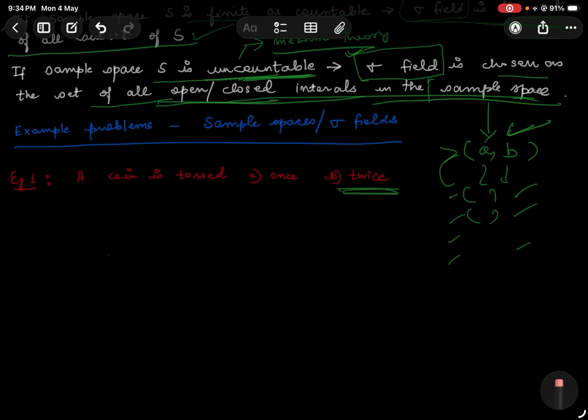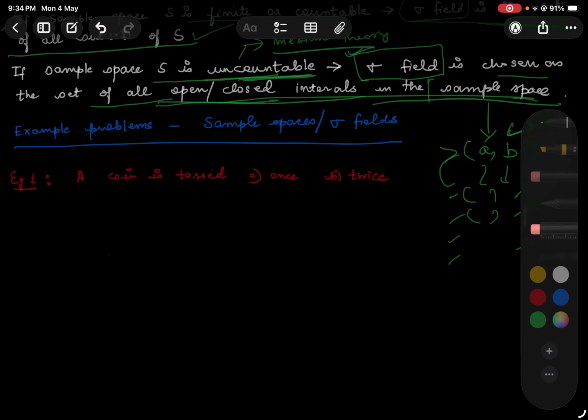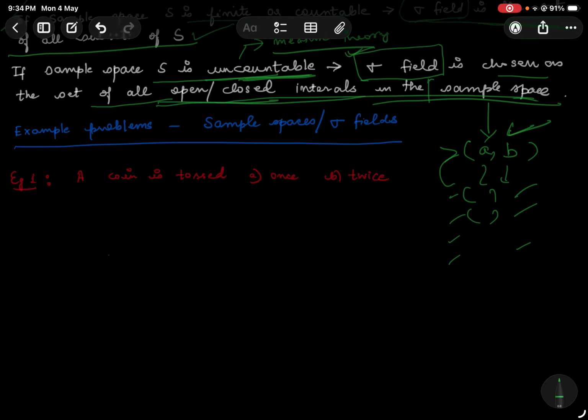This is the most simple example. We have been talking about this a lot. So let's revisit this again. Okay, a coin is tossed once. What is the sample space? So the sample space is head, tail. It is the set of all possible outcomes. We know all possible outcomes is head and tail.